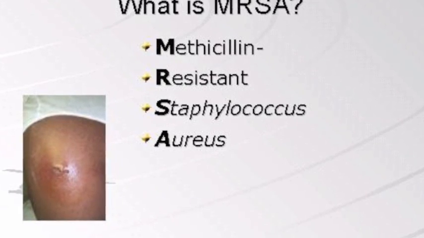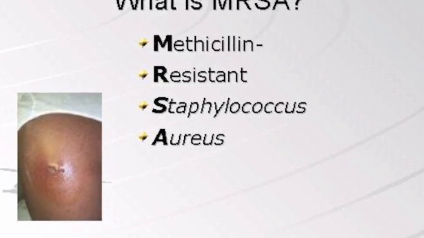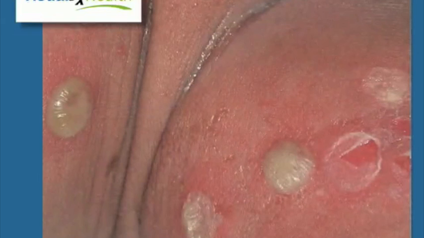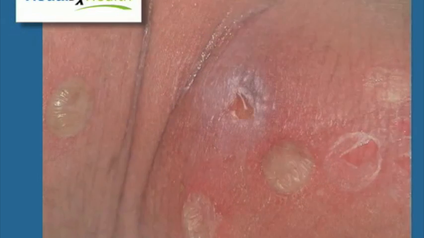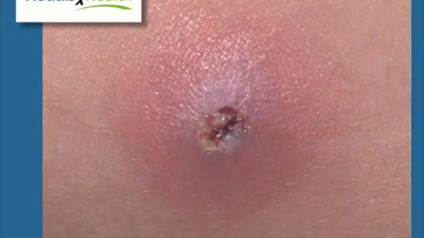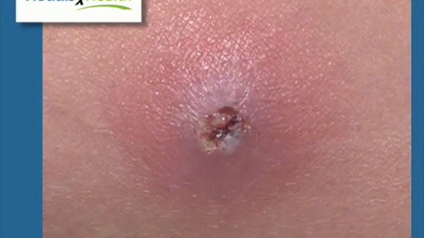What is MRSA? Strains of Staphylococcus aureus that are resistant to certain antibiotics. MRSA stands for methicillin-resistant Staphylococcus aureus. Basically, it's a type of skin infection that usually starts out in an area of injured skin and can look like a boil, pimple, or even a spider bite.